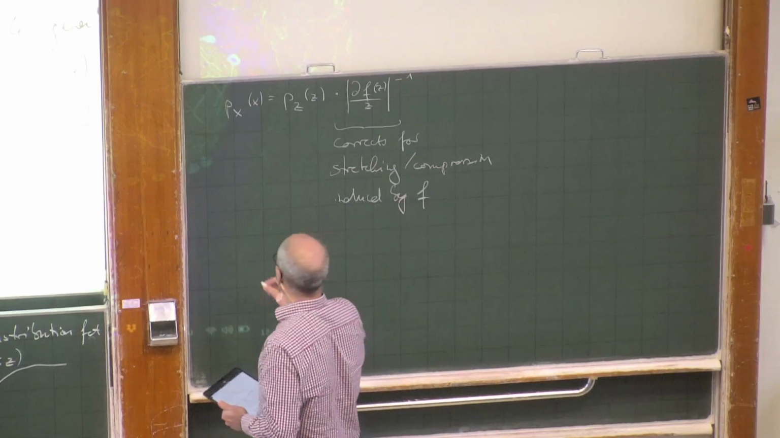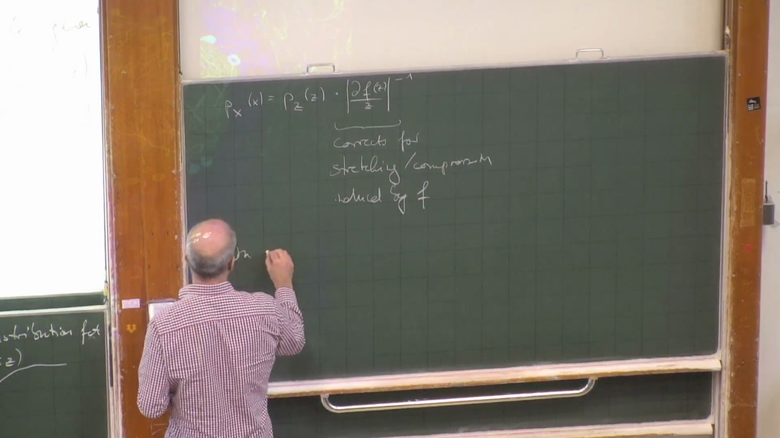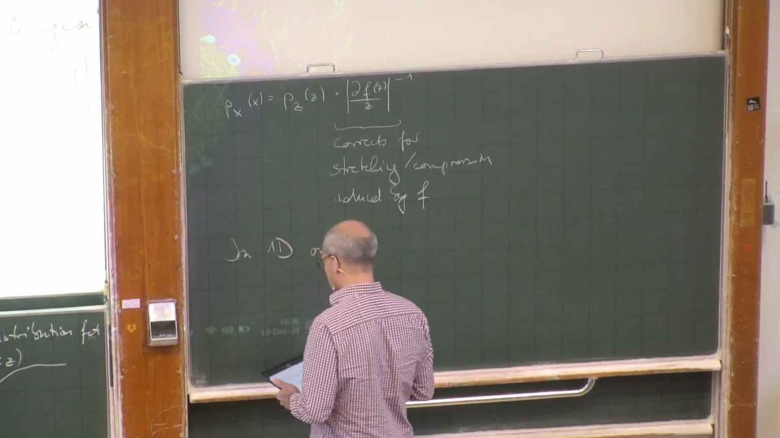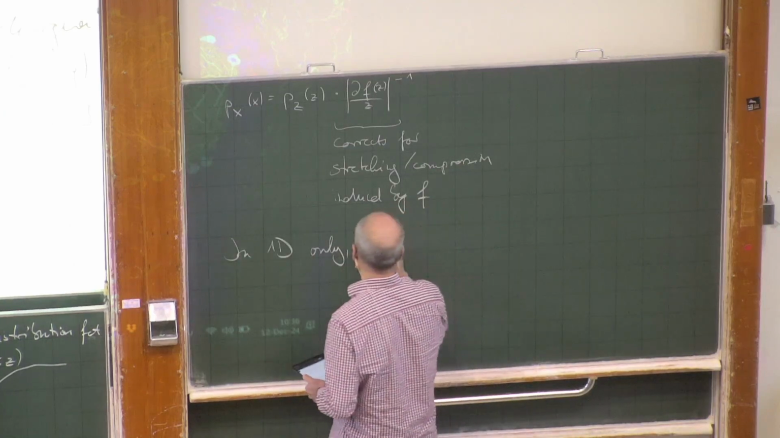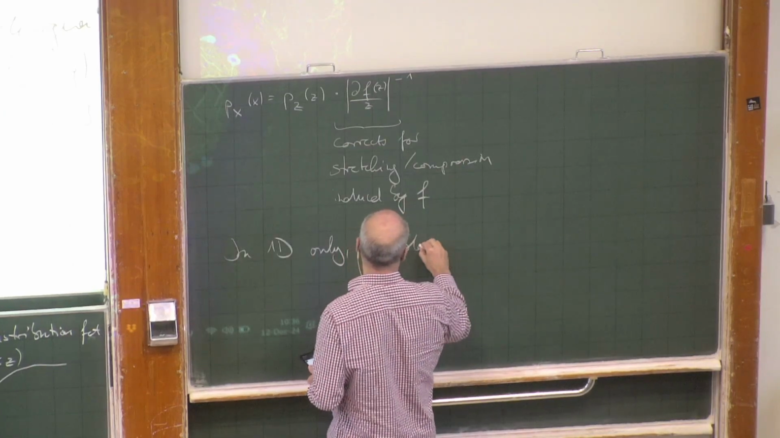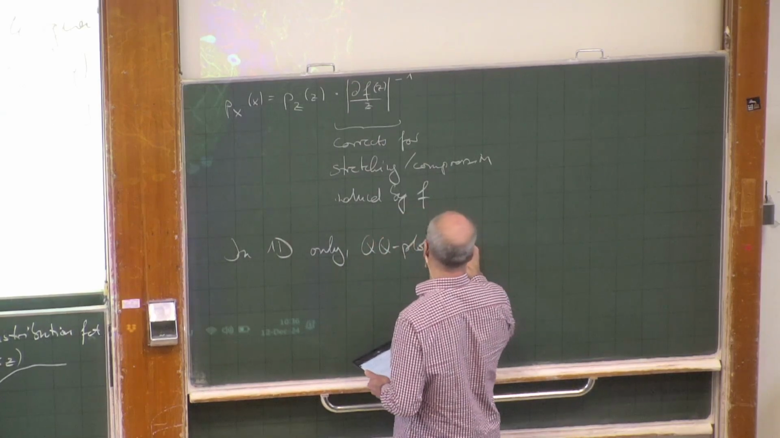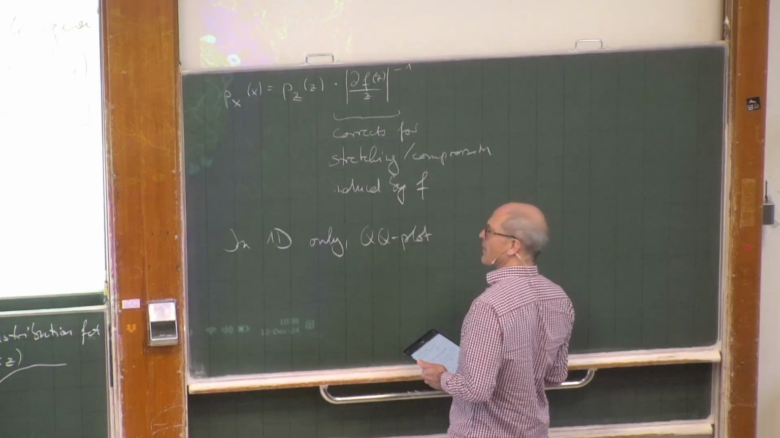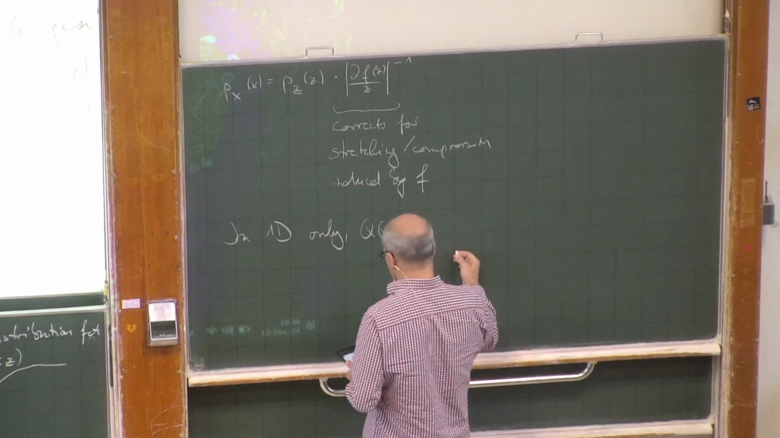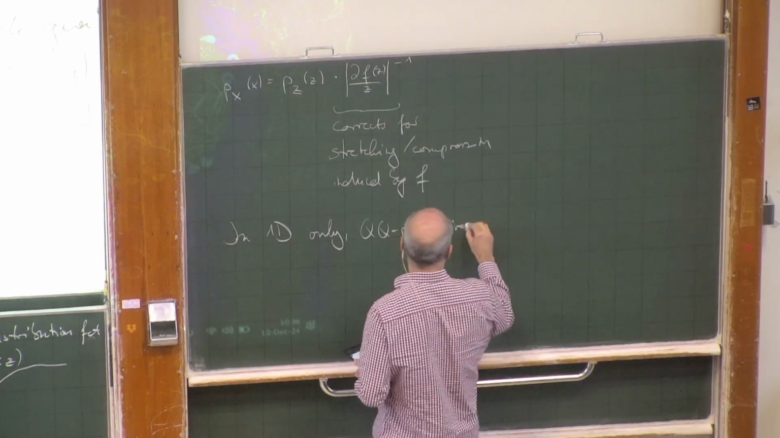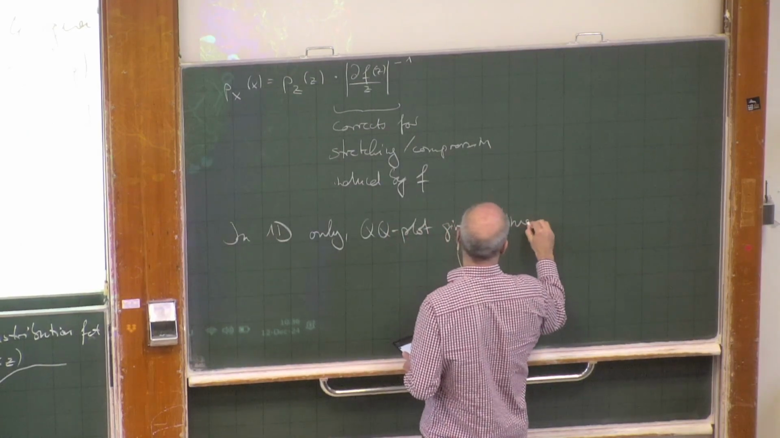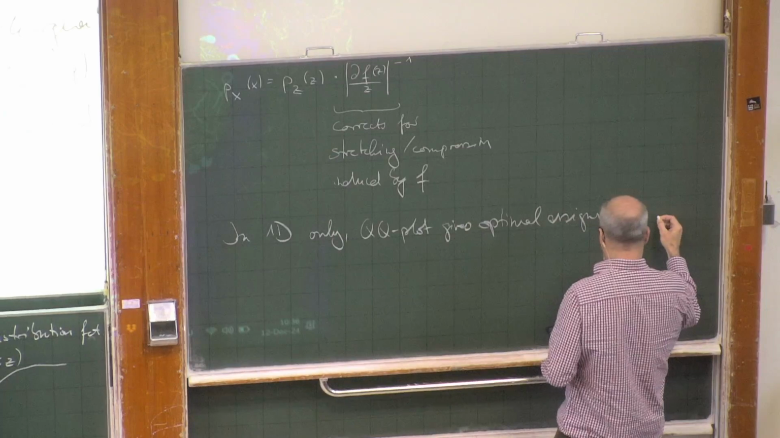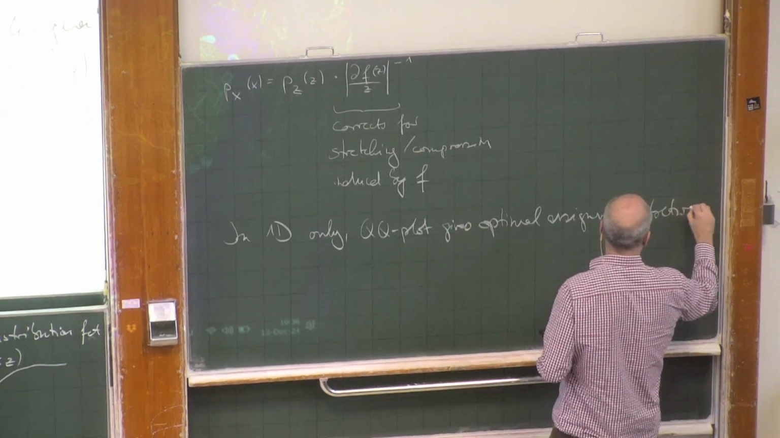The connection is the following. In one dimension, and in one dimension only, unfortunately, this QQ plot or this function f, which I can obtain from it, gives the optimal assignment between the two distributions.